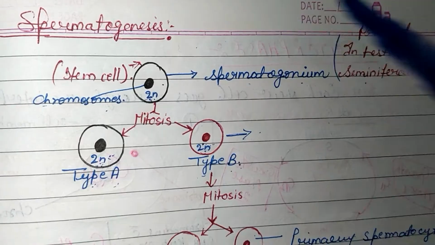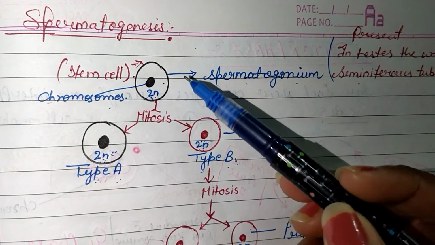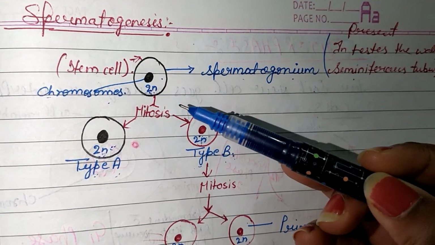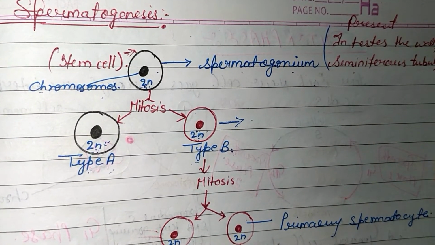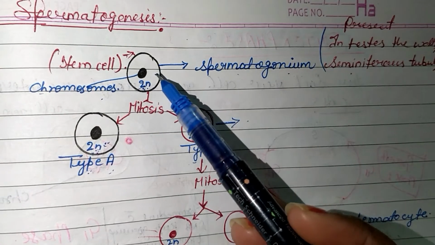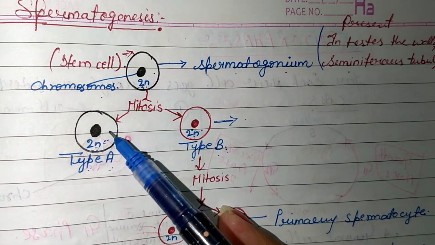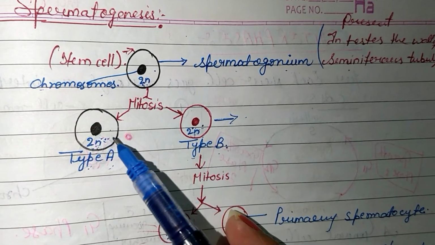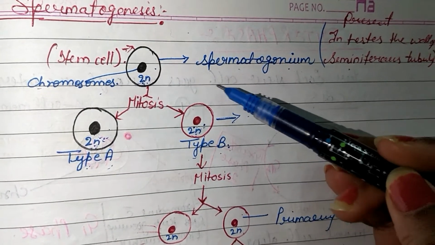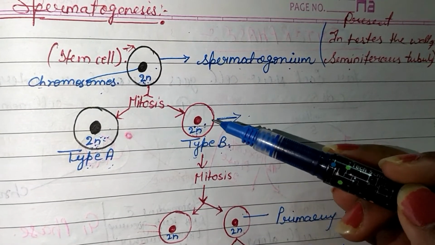For the further division of this cell, mitosis will take place, and as we already know, in mitosis the cell divides into two cells with the same number of chromosomes. So the cell will be divided into two, type A and type B, and the number of chromosomes is going to be the same, 2n and 2n. We will focus only on this cell.